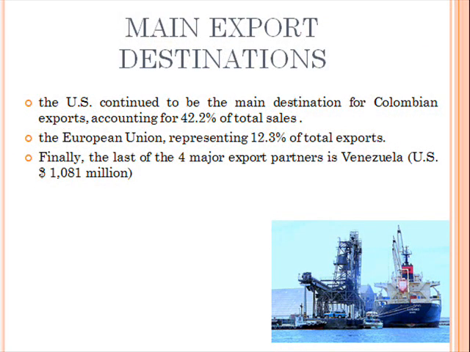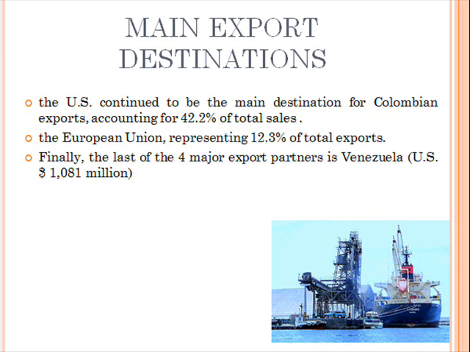Main export destinations. Pro Export indicates that the United States continued to be the main destination for Colombian exports, accounting for 42.2% of total sales, which amounts to $12.2 billion, up more than 5 points in the first 9 months of 2009. The second most important destination was the European Union, which represented 12.3% of total exports. Andean countries came next, accounting for $2.2 billion, or 7.7% of total exports.